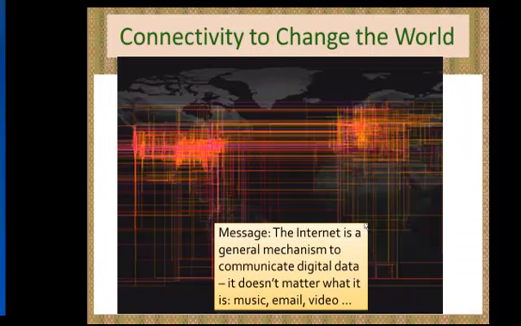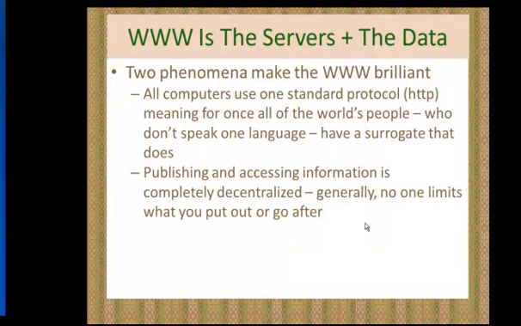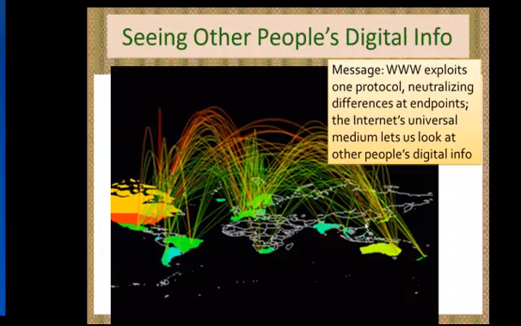The internet is a general mechanism to communicate digital data. It doesn't matter what it is. Music, email, video, we're connected to the world. And we're all talking the same language, the language of hypertext transfer protocol. All computers are talking this language, and publishing is not centralized, it's decentralized. So there's no limit on how you can publish. Anyone can set up a web server, if you know how, and add it to the internet. The World Wide Web exploits one protocol, neutralizing differences at endpoints. The internet's universal medium lets us look at other people's digital info.